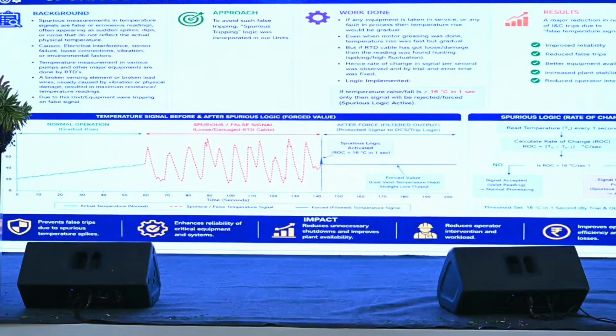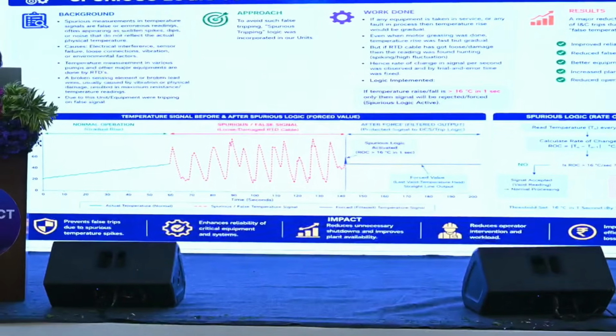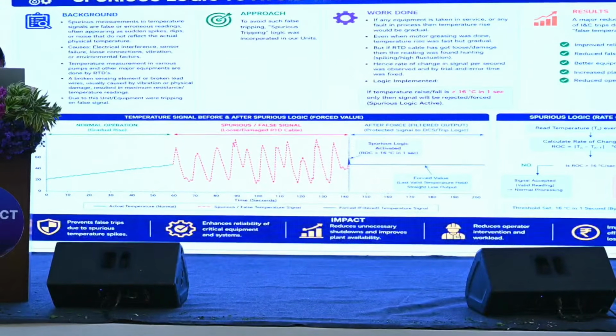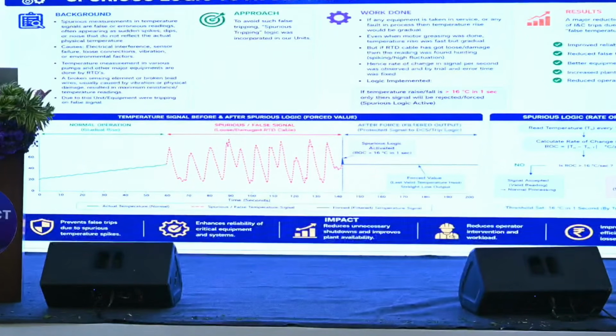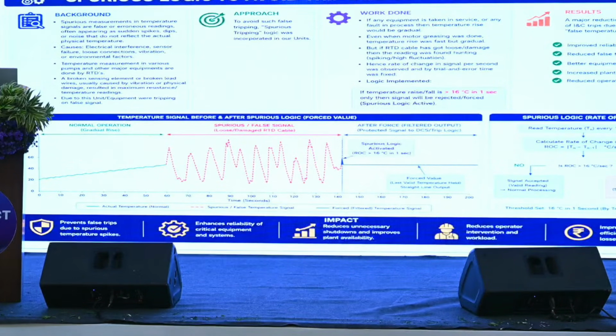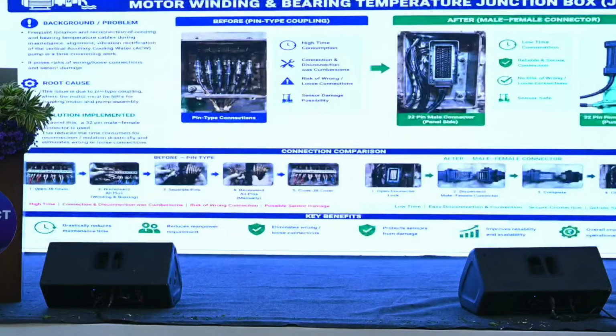So the logic implemented in our plant is such that whenever the rate of increase of this temperature is more than 16 degrees Celsius, the particular value is automatically forced to a safe value, and an alarm is generated to the operation and maintenance engineers to know that this value is incorrect. Kindly go and check. This is the logic implementation. And if an ID fan, PA fan, FD fan or BFP trips due to a spurious trip, you can imagine what happens to the load factor and the plant availability factor, how much it is going to reduce.